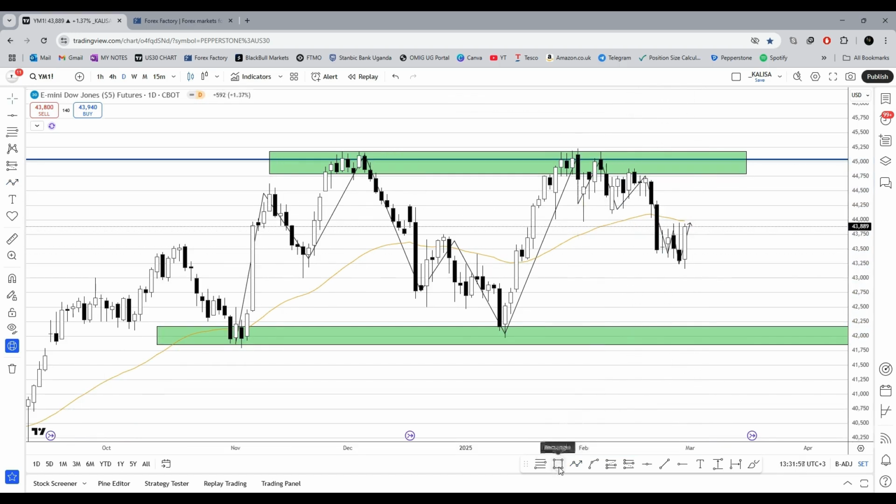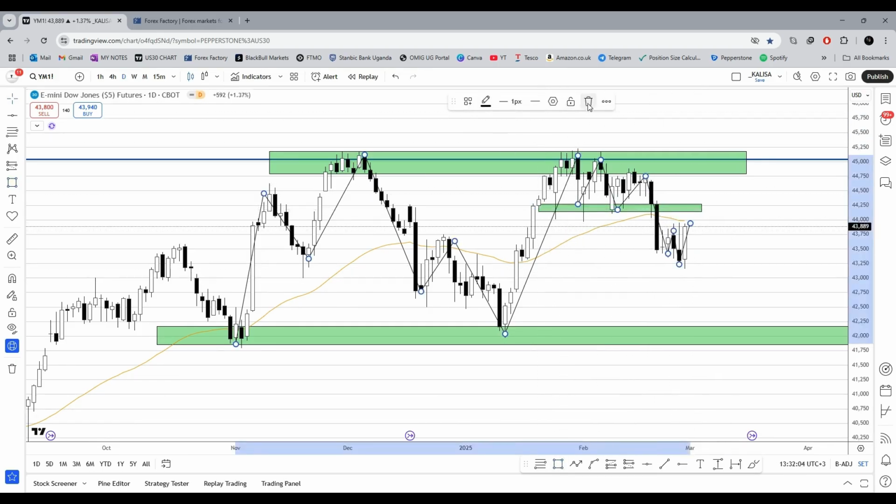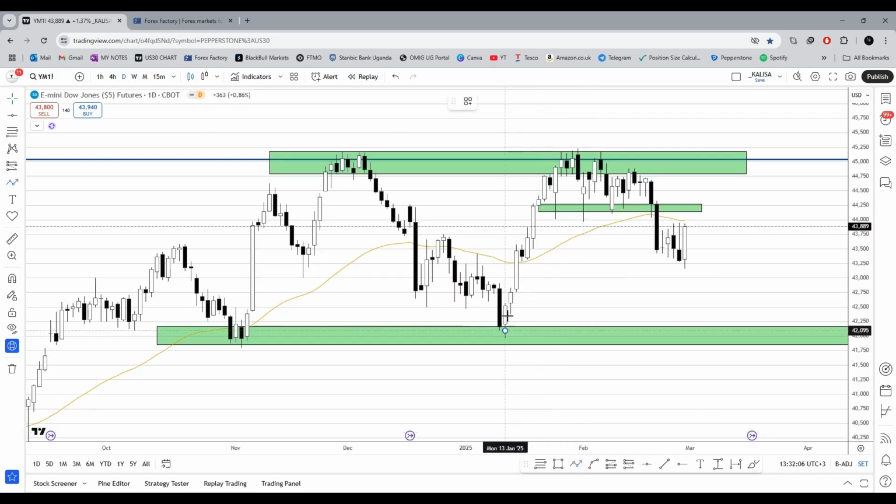Okay. We can also see that we've been ranging. If I just mark this level out here and quickly get rid of this arrow, the daily, when it pushed back up to the 45 level, it just ranged back and forth until it finally broke that support level. So that's where we are now.